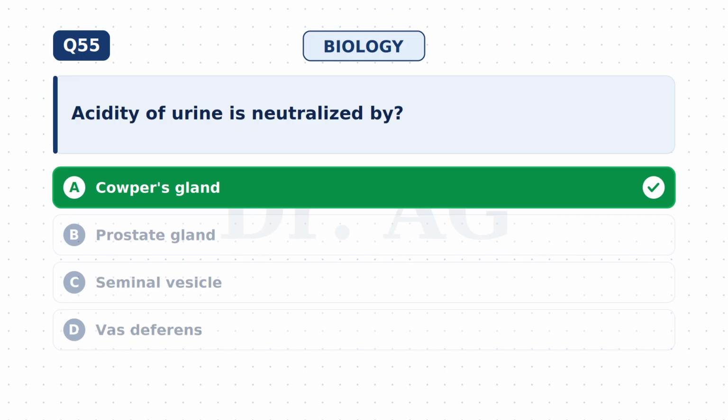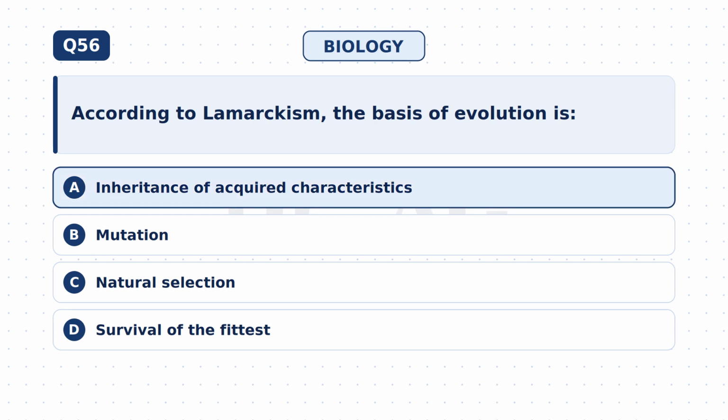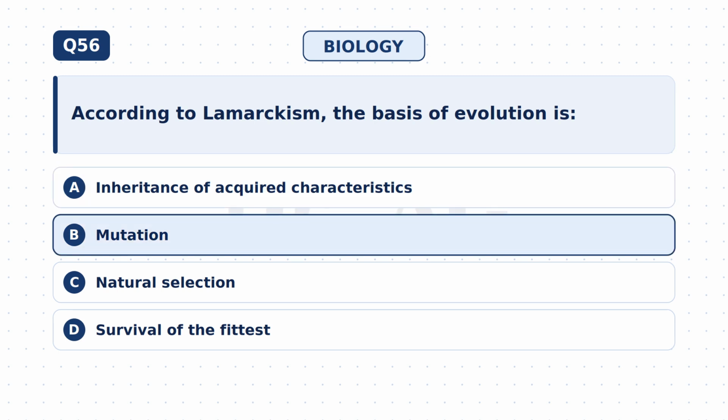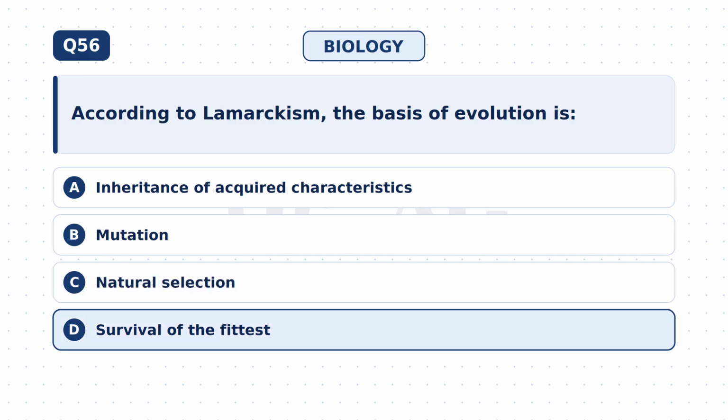The correct answer is A. Cowper's gland. Question 56. According to Lamarckism, the basis of evolution is. Option A. Inheritance of acquired characteristics. Option B. Mutation. Option C. Natural selection. Option D. Survival of the fittest.